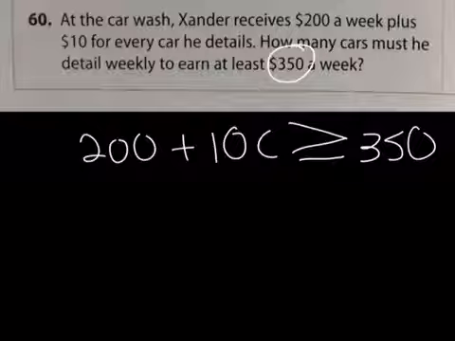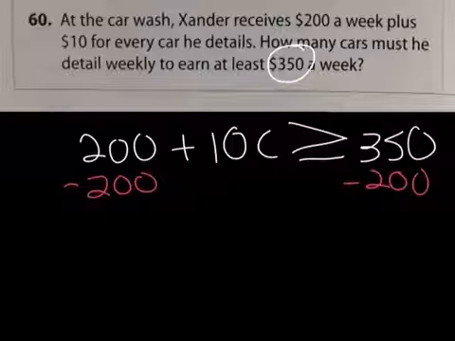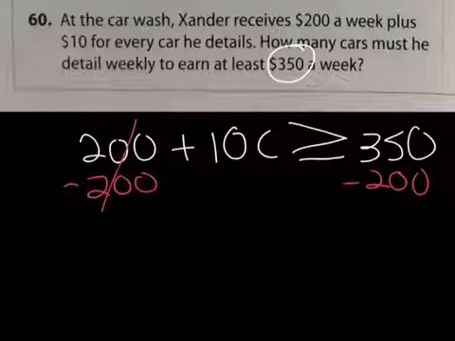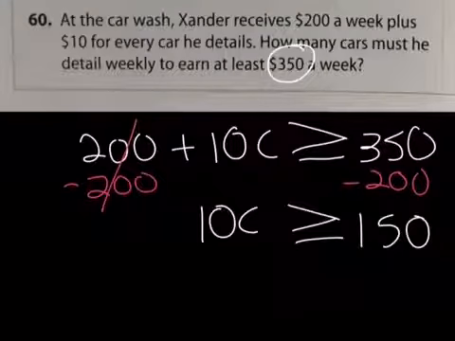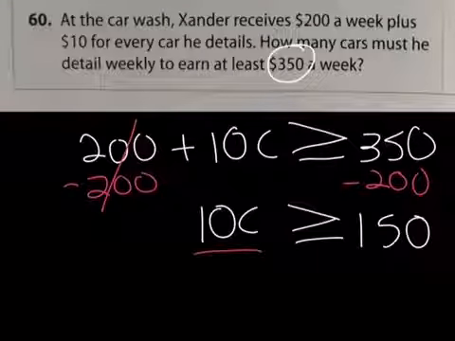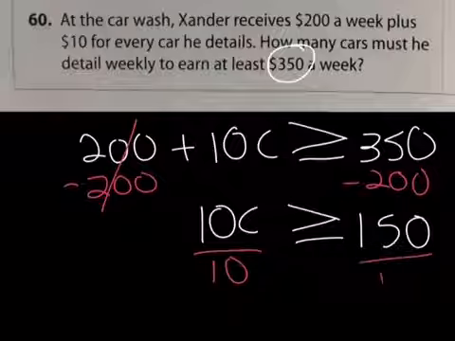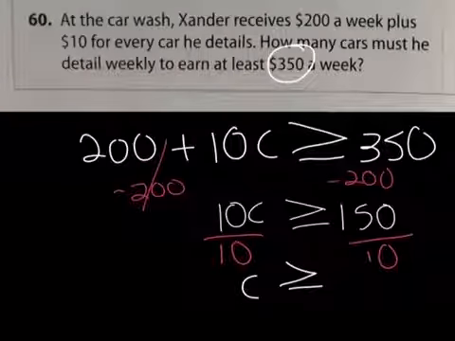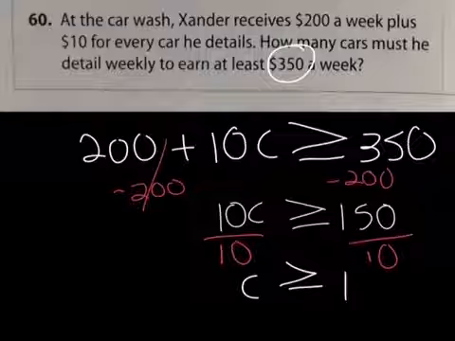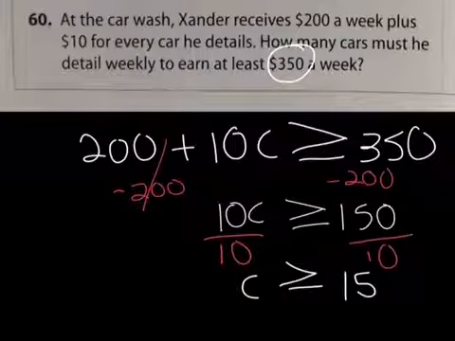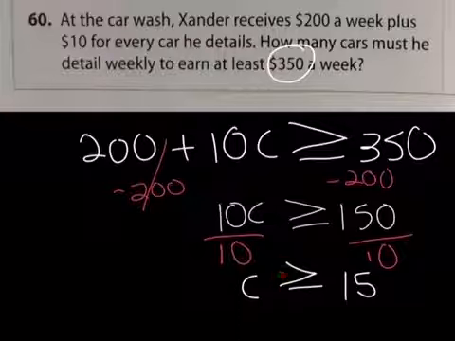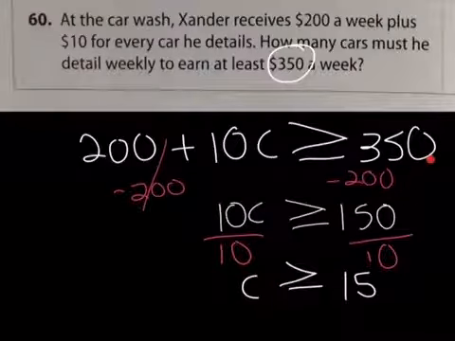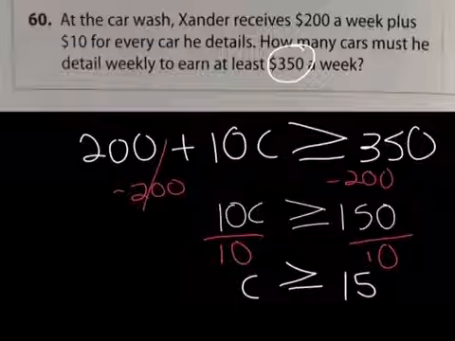So then we solve. We do the reverse order of PEMDAS, so we have to do the subtraction first. We get rid of the 200 here, and over here we have 150 left on this side, 150. And then now I'm going to divide out the 10 from both sides, and I get C is greater than or equal to 15. So he has to wash at the very least 15 cars. So C has to be greater than 15 or equal to 15 to earn $350.